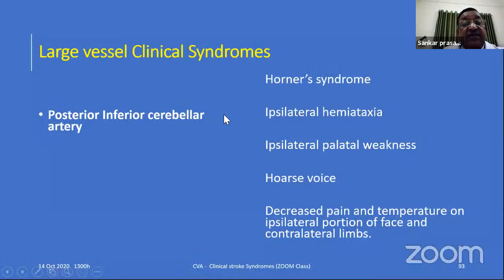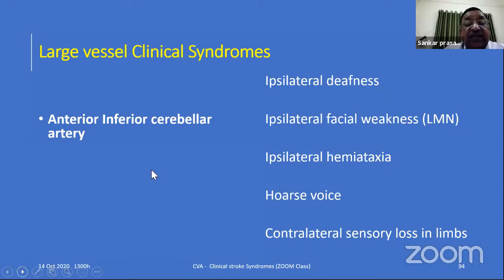So large vessel clinical syndromes: posterior inferior cerebral artery, Horner syndrome, ipsilateral hemiataxia, palatal weakness, hoarse voice, decreased pain and temperature on the ipsilateral portion of the face and contralateral limbs, what we call Wallenberg syndrome. And anterior inferior cerebral artery, which is a branch above: ipsilateral deafness, ipsilateral facial weakness, ipsilateral hemiataxia, hoarse voice, contralateral sensory loss in limbs. More understanding will come in the next class when we tackle brainstem.